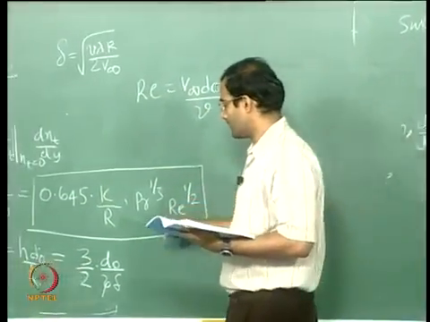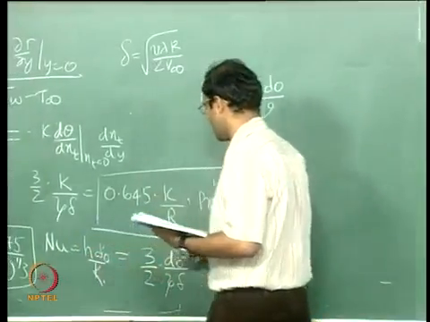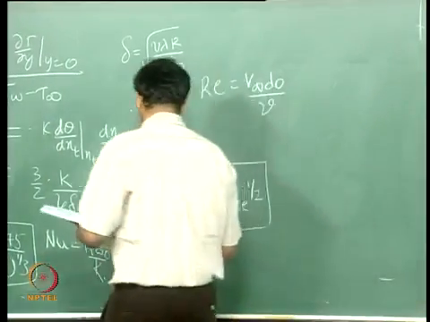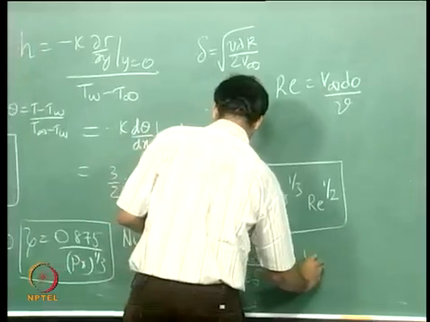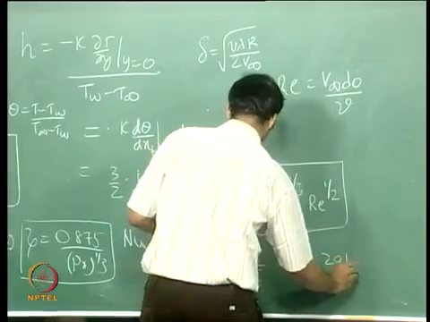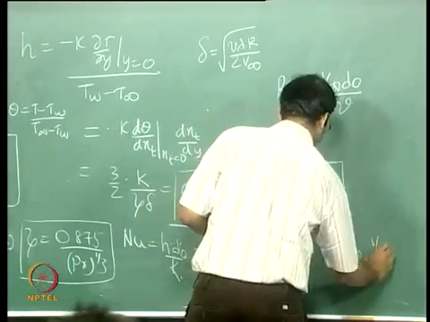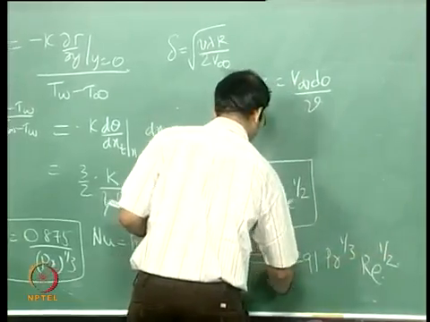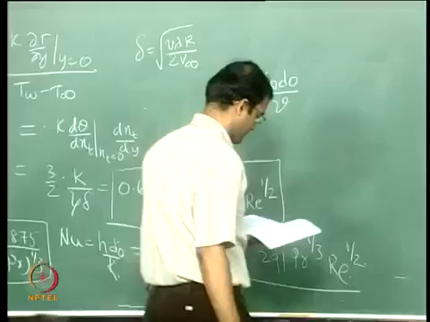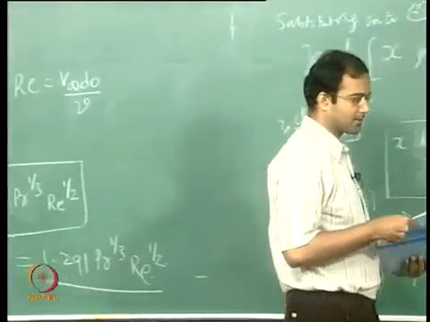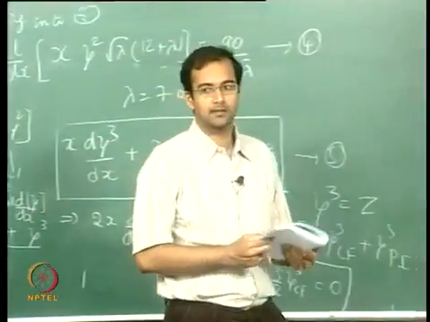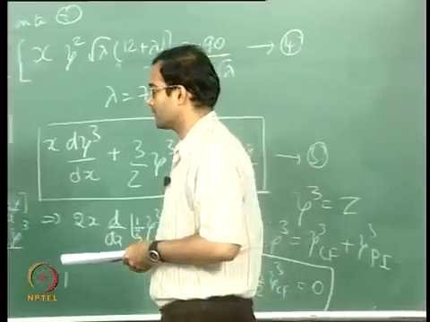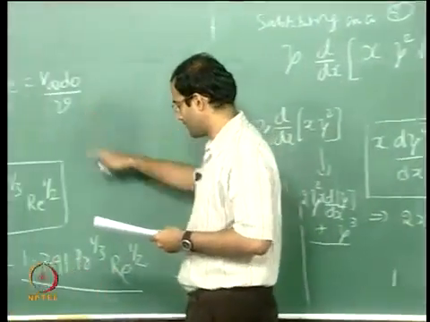So then you can finally get the expression for Nusselt number, which is h d naught by k, which comes out to be 1.291 into Prandtl number power 1/3 Re power half, okay. So this is my expression for Nusselt number in the stagnation region, okay, in terms of Reynolds number, which is defined this way, and the Prandtl number.